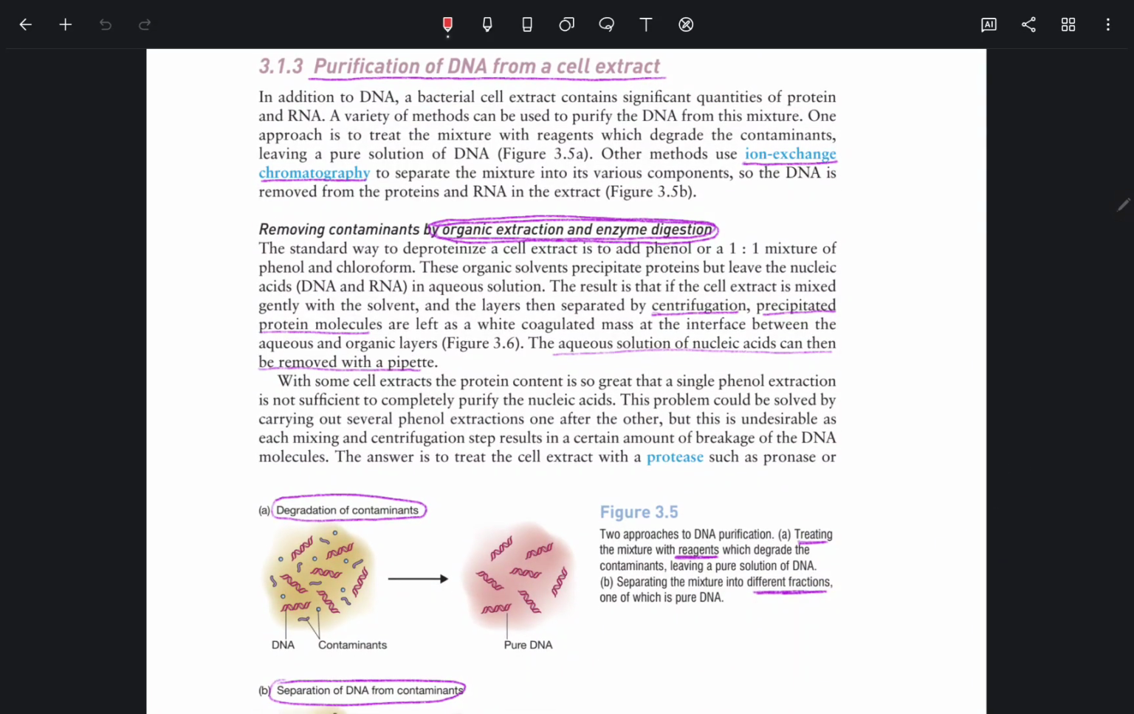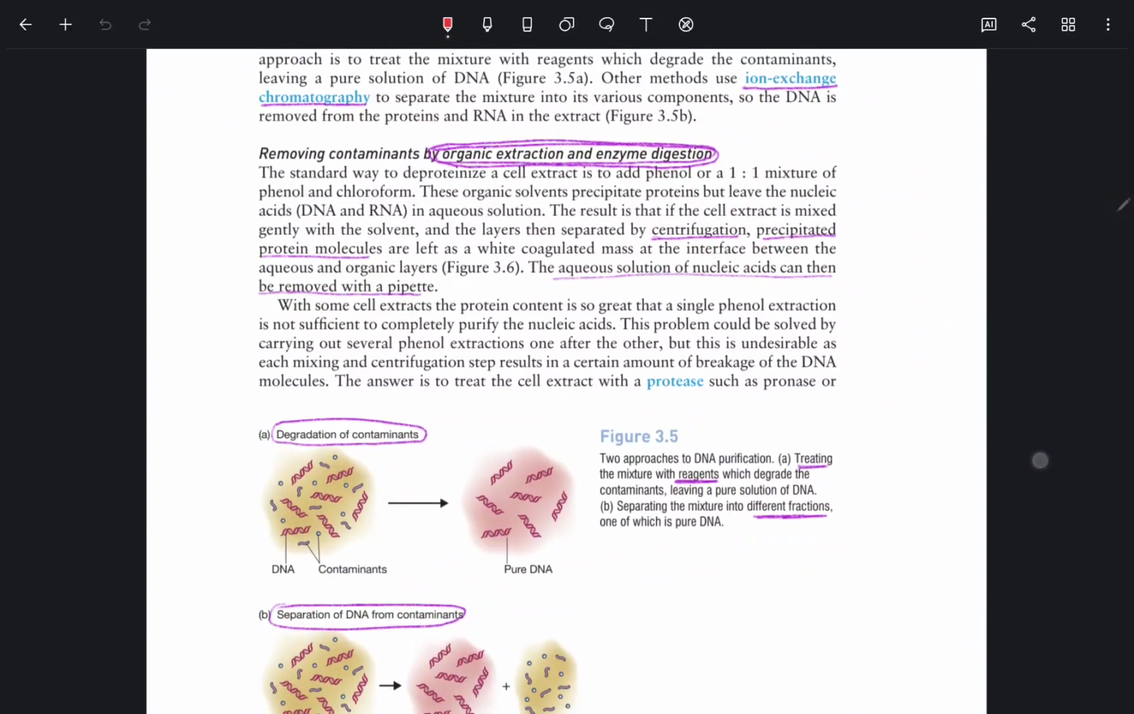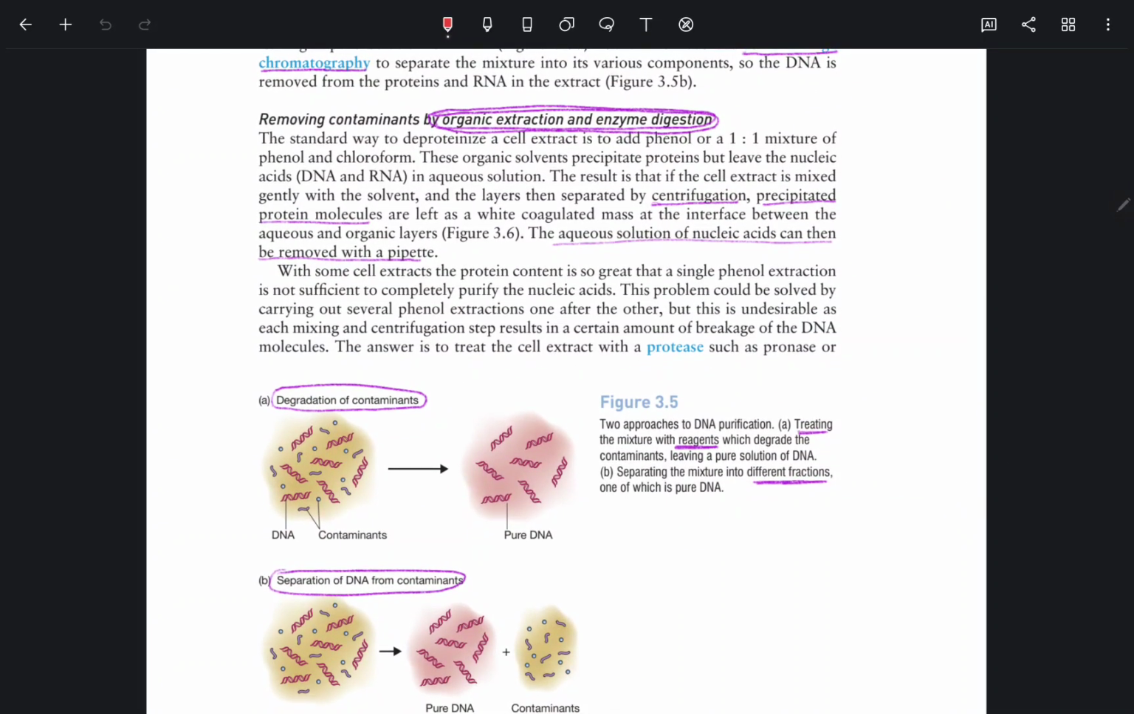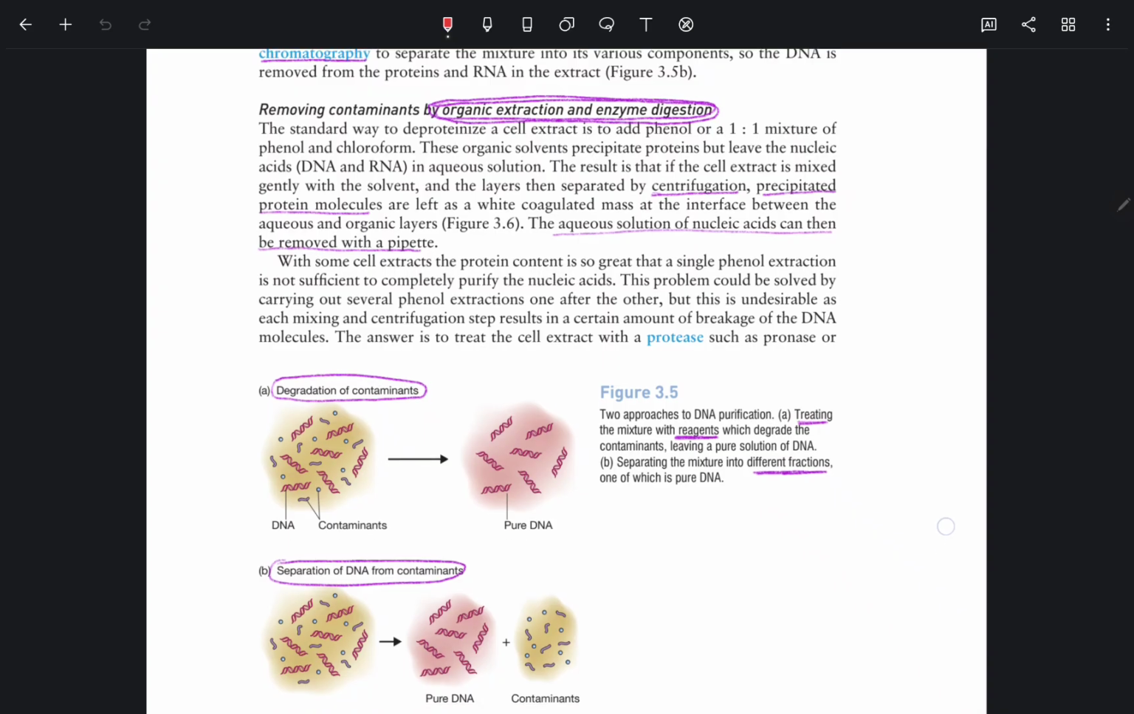Removing contaminants by organic extraction and enzyme digestion. The standard way to deproteinize a cell extract is to add phenol or a 1:1 mixture of phenol and chloroform. The aqueous solution of nucleic acid can then be removed with a pipette.